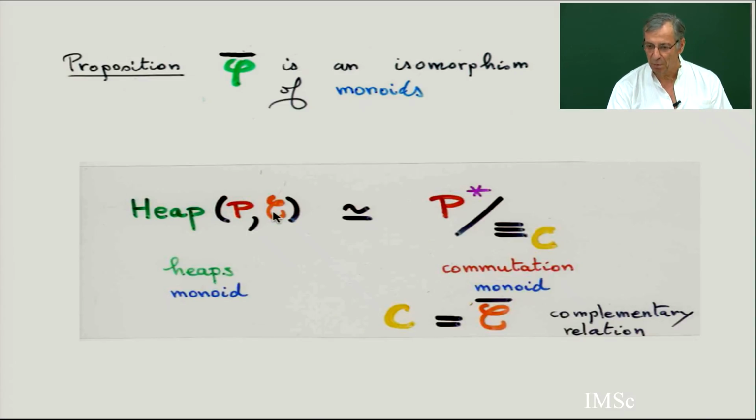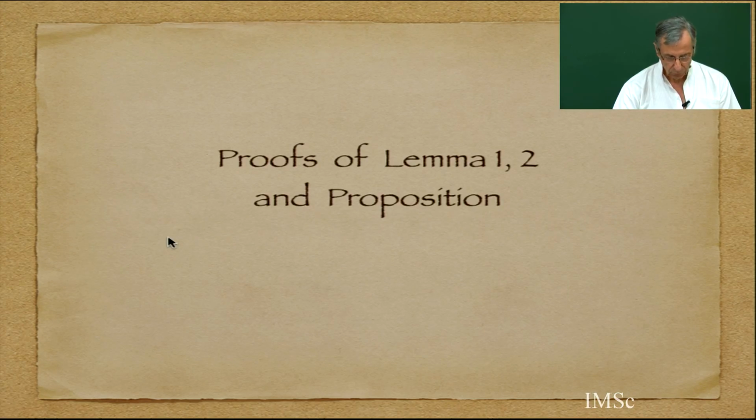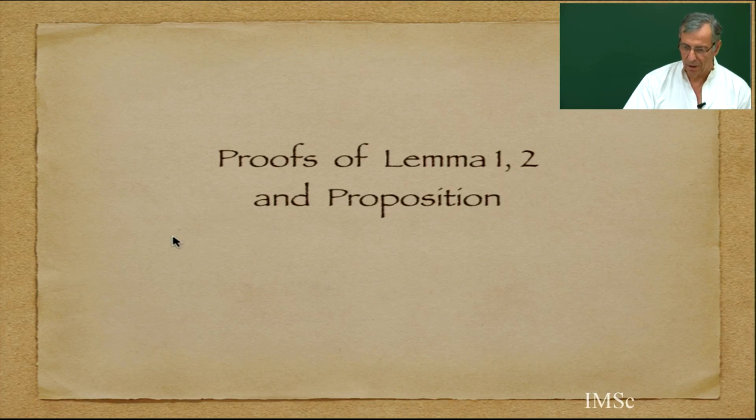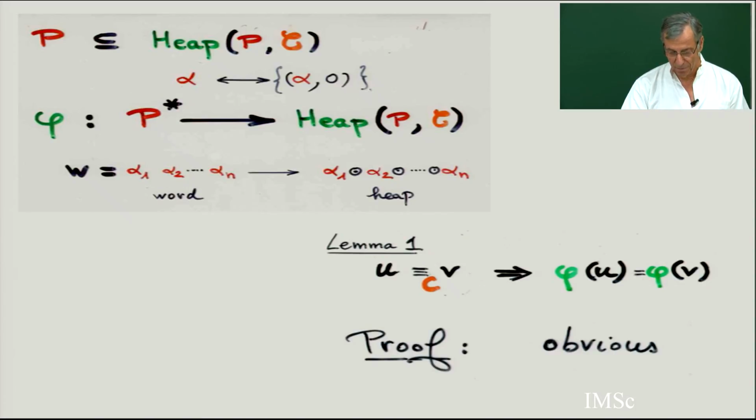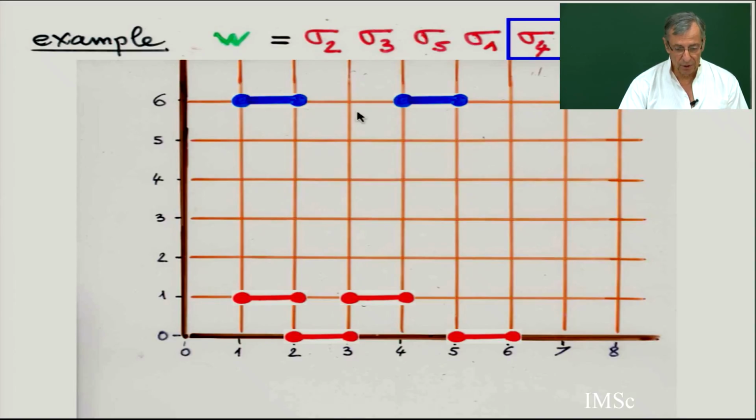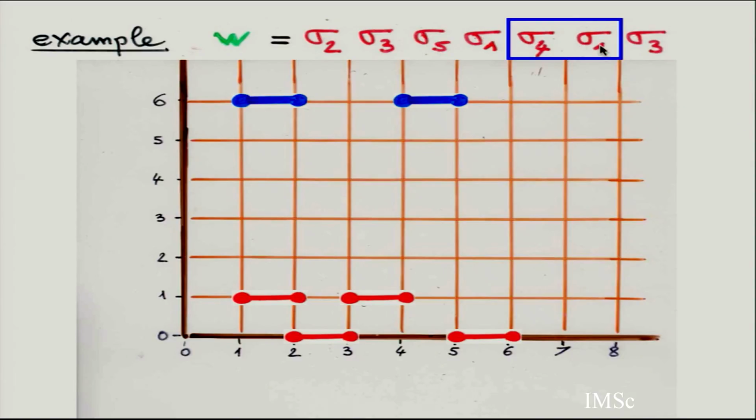Now I'm going to give a proof of these two lemmas and of this proposition, that we have the same picture in terms of words or in terms of heaps. So, proof of lemma 1 and 2 and of the proposition. Lemma 1: if you have two words equivalent for the commutation relation, then they give the same heap. This is obvious. Let's go back to the example. Here is a word sigma 2, sigma 3, sigma 5, sigma 1 in terms of dimers.